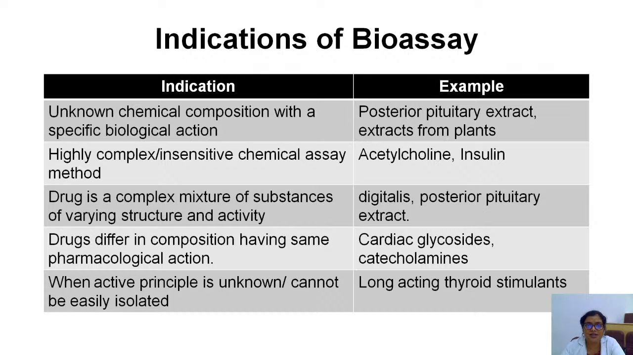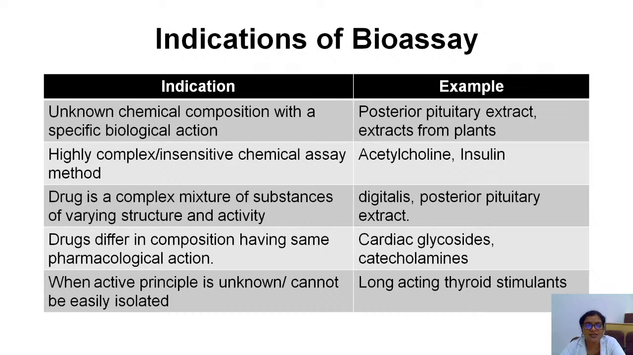For example, certain plant extracts have multiple substances. If you go on measuring the concentration by spectrophotometry or chromatography, you will get multiple components with multiple concentrations, but all together as an extract, that substance is producing one effect. So there you will have to do a bioassay because you want to estimate the effect. Similarly, posterior pituitary extract can be a mixture of oxytocin and vasopressin. You don't know the exact chemical composition, you just know the biological action, so you will go for a bioassay.